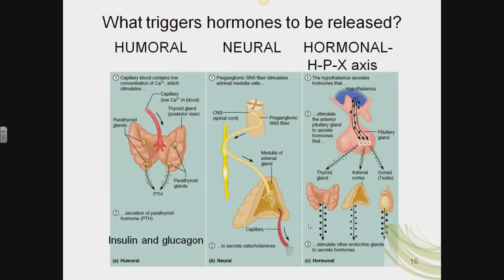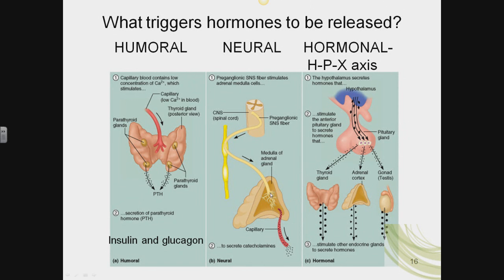This is going to be my last slide for the first installment, and I want you to see that hormones can be triggered for release in 3 major ways. If we look at the middle picture, let's start there. The middle picture is showing you the neural way. Yes, some axons of neurons, their terminal boutons, or synaptic terminus, can be found embedded in a gland. And really that gland is an extension of the nervous system.